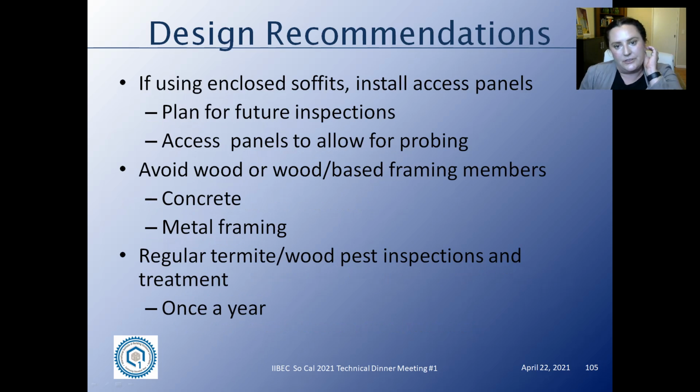So that is just a risk trade-off that you need to consider during your design. If you have to use enclosed soffits, I'd recommend installing access panels, and these access panels need to be large enough to allow probing to happen on your joist. Another thing you could do is avoid wood or wood-based framing altogether and just use concrete or metal framing. There might also be some fireproofing requirements that are needed for the metal framing. And the last thing is a good maintenance item for building owners: do regular termite and wood pest inspections. That way you can catch some of these wood pest infestations early, and generally the repairs for that are much, much faster and easier to do.